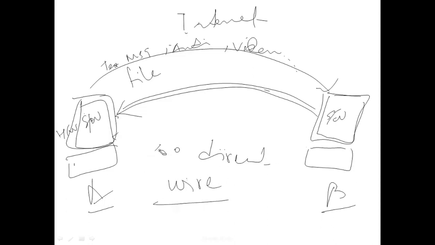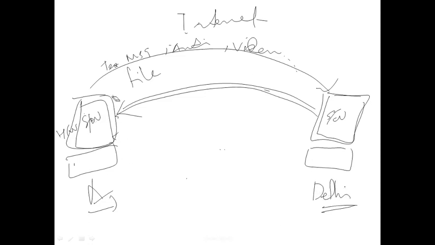So how is it possible to communicate? How to build the network? We are able to communicate, and there are many examples. Suppose it is Agartala, and it is Delhi. We can communicate with Google, which is in America. It is a Google server. We search, and we get information from Google.